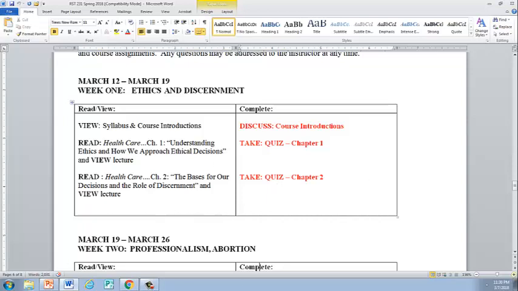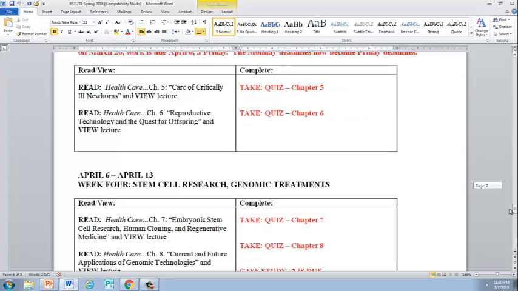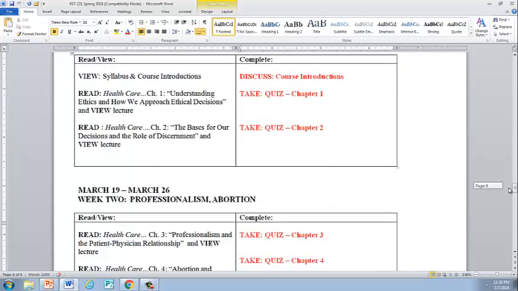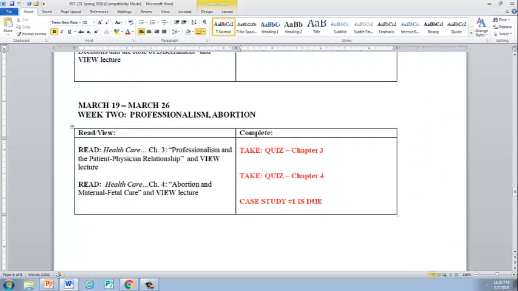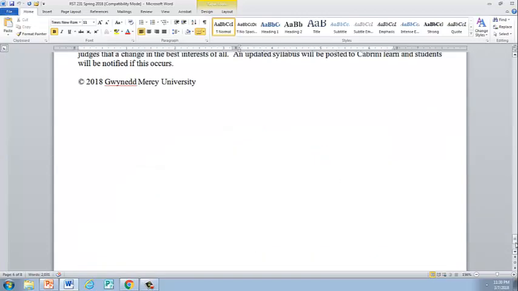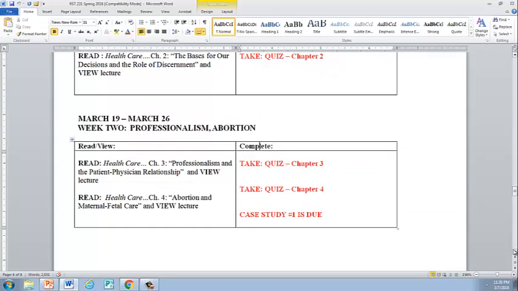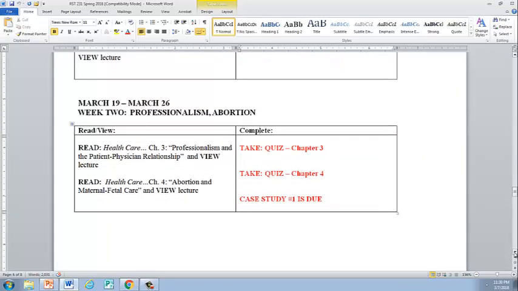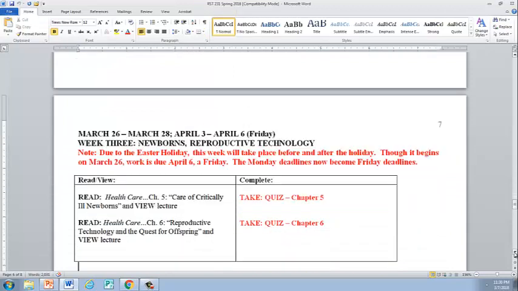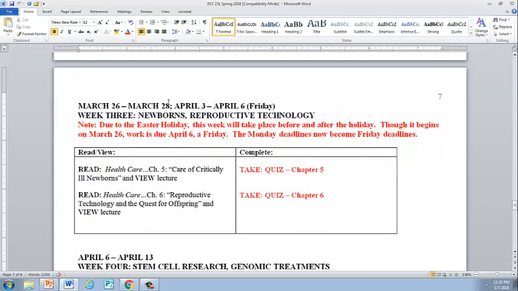All right, so there's that course introduction discussion. You'll notice on the end of the second week, it says case study number 1 is due. I'll show you where to submit that. As I mentioned, here's the scheduling. March 26th through 28th is the first batch of that week, and then we're going to take a break from March 29th through April 2nd. That's Holy Thursday through Easter Tuesday.